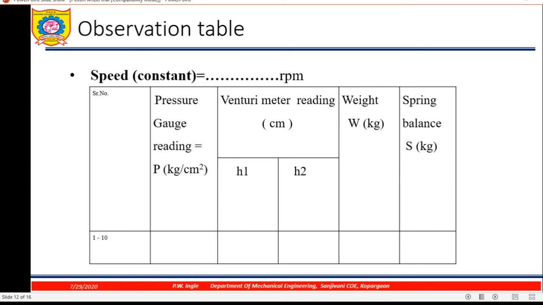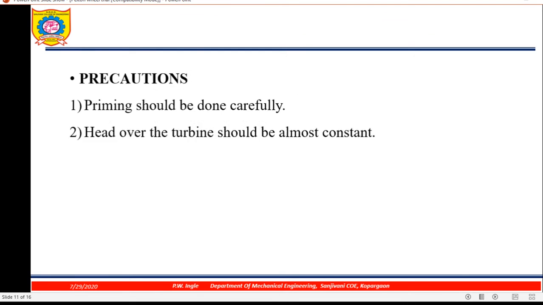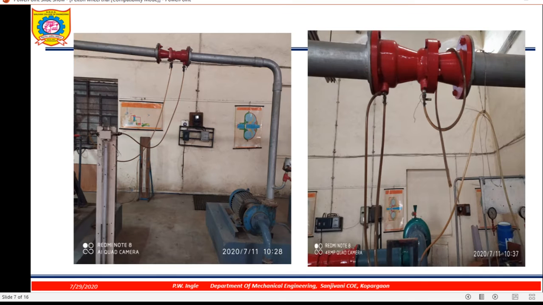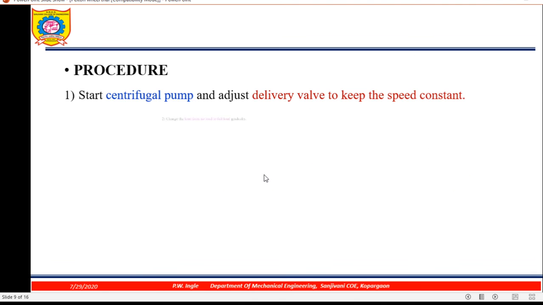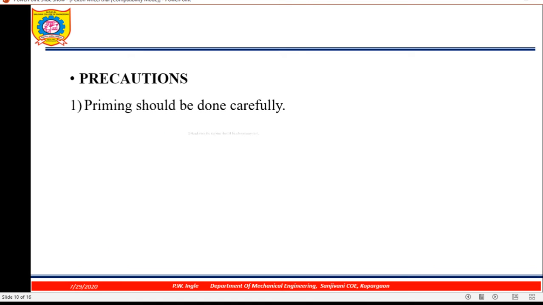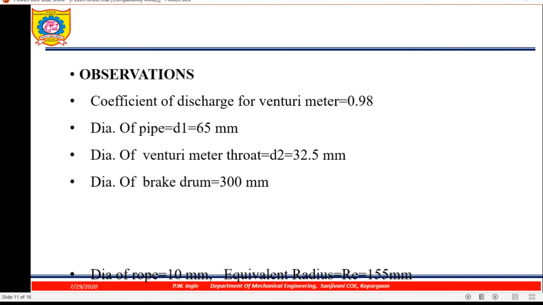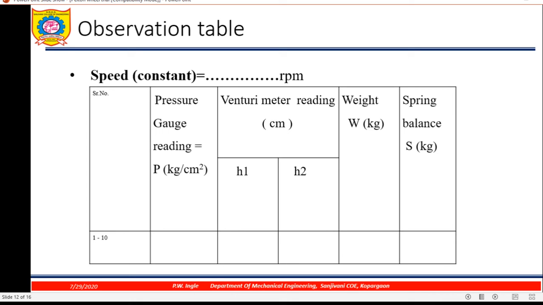So what readings do you have to note down? Pressure reading, venturimeter reading, weight and spring balance. So where to take weight and spring balance? You can see here again the experimental setup. Here, this is the weight and this is the spring balance reading, to calculate shaft power. Next, the venturimeter reading is required to calculate discharge. Weight and spring balance reading are required to calculate torque.